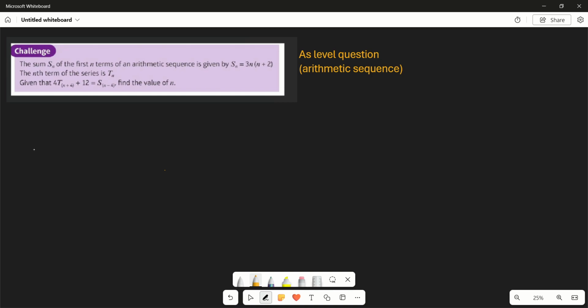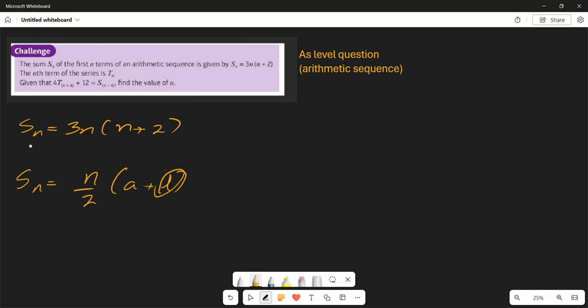The sum Sn of the first n terms of an arithmetic sequence is given by Sn equals 3n(n plus 2). But we know the standard formula for Sn in arithmetic sequences is n by 2 times (a plus l), l being the last term, the nth term. And in the question, if we read further, the nth term of the series is defined as tn. So in our standard formula we can substitute l for tn, so we get this.